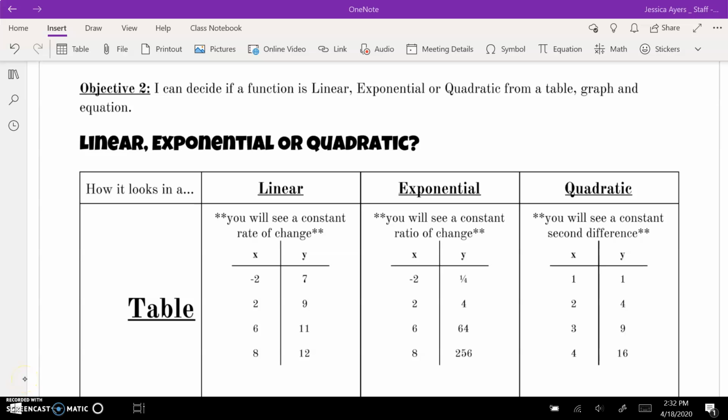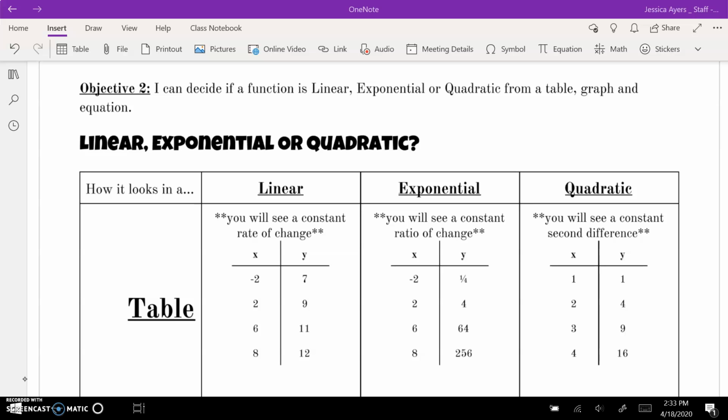So this video is about objective 2. I can decide if a function is linear, exponential, or quadratic from a table, graph, and equation. So last week we looked at tables and we compared how linear looks in a table, how an exponential function looks in a table, and how a quadratic function looks in a table. So we're just going to review that real quick, and then we're going to look at how they look in an equation and also in a graph.